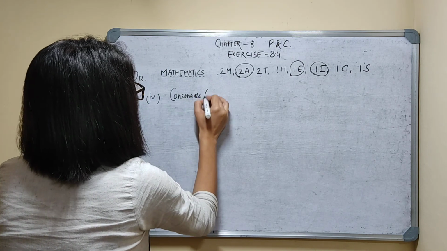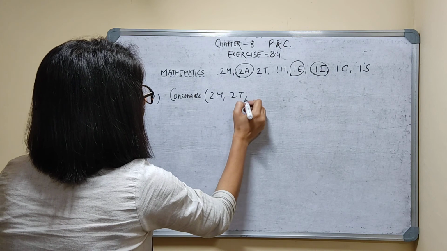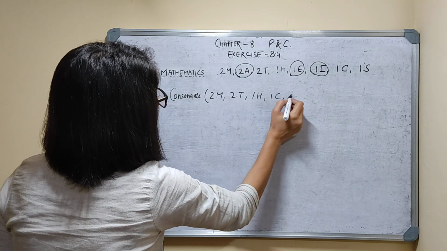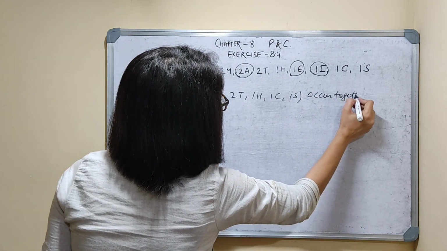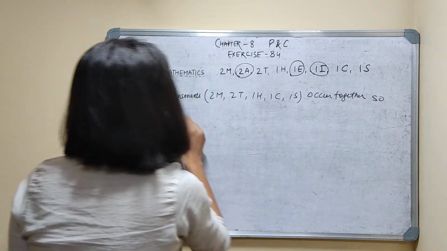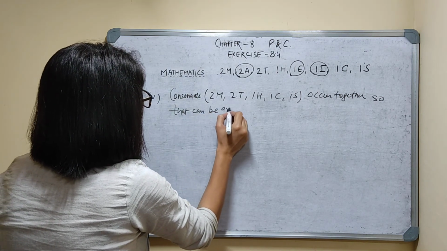Consonants. That is 2M, 2T, 1H, 1C, 1S occur together. So that can be arranged in how many ways?